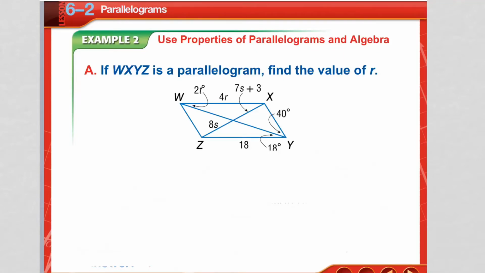So for this video, I'm going to show you how we're going to use those properties of parallelograms to write equations. So this one, we're going to start with finding the value of r. So we got to locate r. So it looks like r is the measure of this side, WX, and then we know opposite sides are congruent. So those match for ZW. So our equation is going to be, since they're congruent, 4r equals 18. Just divide each of them by 4. And then we get r is 4.5.